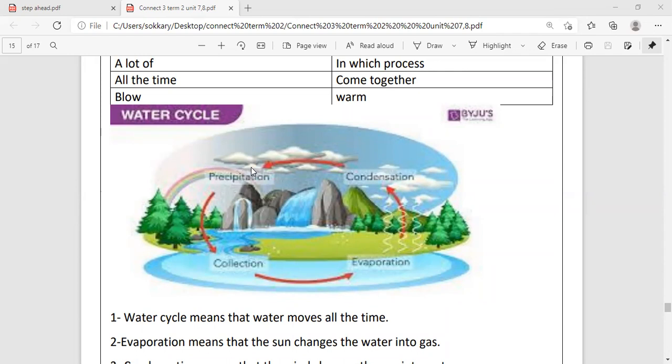Accumulation means that water goes into earth, rivers, and the sea. This is accumulation. Collecting water together. Okay? Excellent, Ziad. Excellent. Well done.